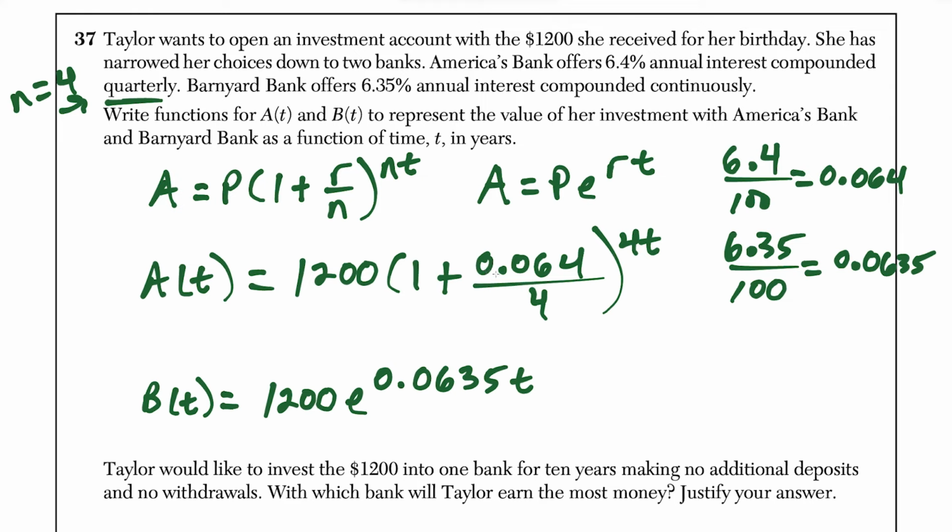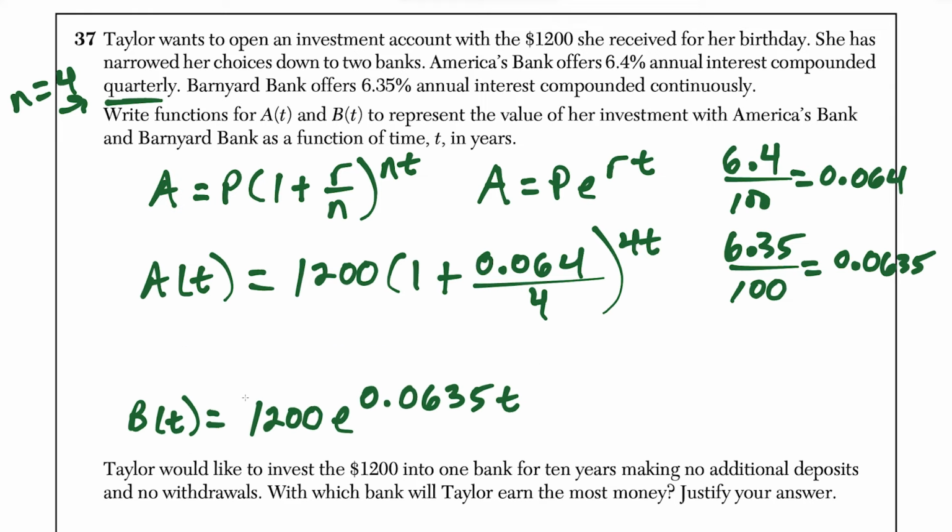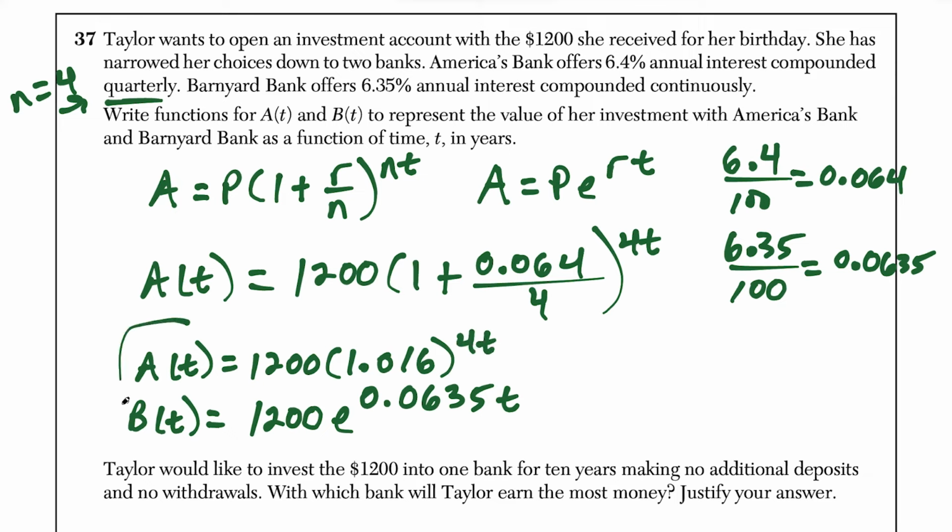So you could just type 1 plus this fraction here into a calculator, and that's going to tell us the base of our exponent. And I'll just make a little space so we can write the two functions next to each other. We have A of T is equal to 1,200 times, and when we work this out in a calculator, we're going to get 1.016, and this is being raised to the 4t power. So here are the two functions we need for the first part of this question.